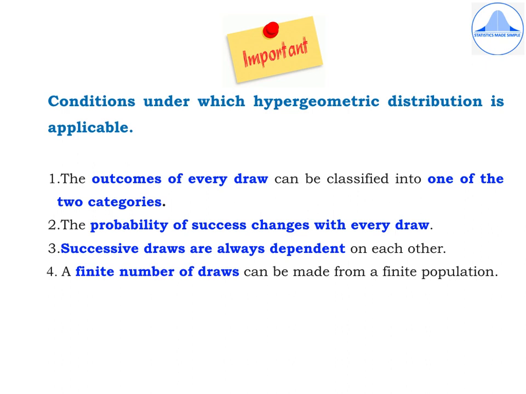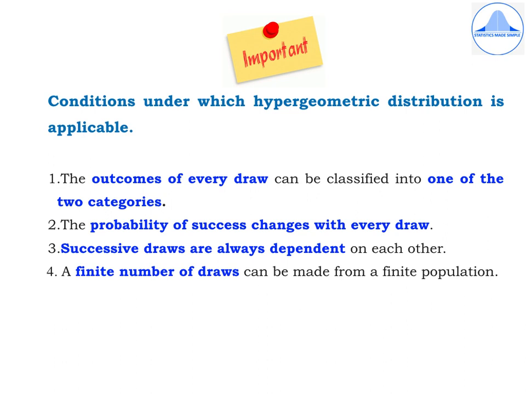Now let's discuss some of the conditions under which the hypergeometric distribution is applicable. This is an important question which is usually asked as a 2-marker in the exam. There are 4 points and you can write any 2 of them. The first one is that the outcomes of every draw can be classified into one of the two categories. So what are the two categories? Category 1 is where the units possess the particular characteristic, and category 2 will be the units that don't possess that characteristic. The second point is the probability of success changes with every draw.